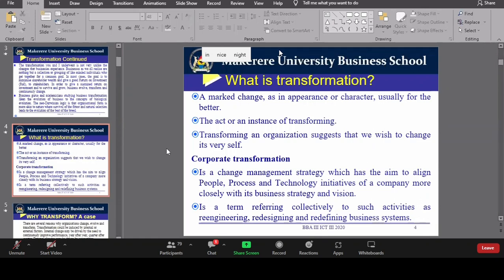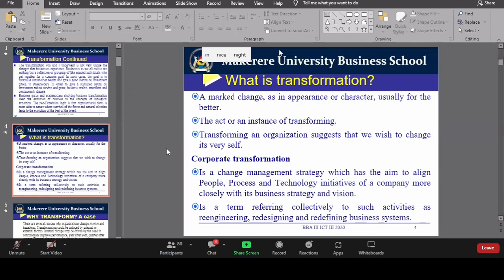Why are we talking about people here? Why are we talking about processes here? Why are we talking about technology here? The discussion is open. We are talking about aligning people, processes, and technology. Why? Rachel?